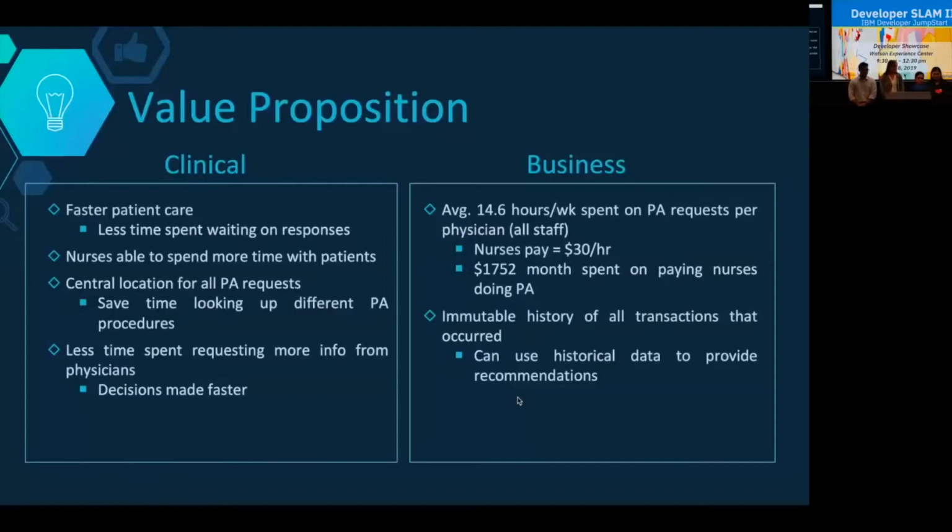Also, on the insurance side, we hope that this will dramatically decrease the number of times an insurance person will have to say, hey, I'm missing this form. We're hoping that DocChain will get rid of that completely.